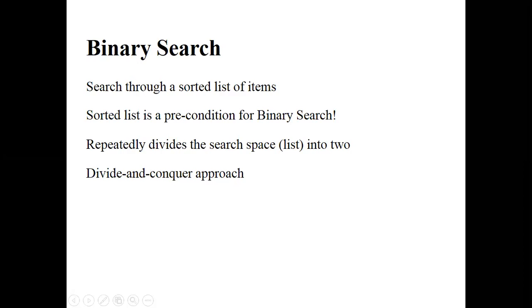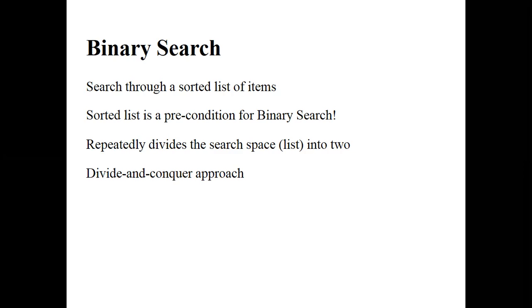So now we jump to binary search. You will enjoy this one, and I think you will prefer this one to save time. It searches through a sorted list of items. A sorted list is a precondition for binary search. As we discussed previously, we have sorted arrays and unsorted arrays. In a sorted array, all the data is in sorted order, like 0, 1, 2, 3, 4, 5, 6, 7, 8, 9, 10, 20, 50, 100. In an unsorted array, we just have 1, 0, 9, 5, 7, 14, 80, 4, 9. So this is an unsorted array.